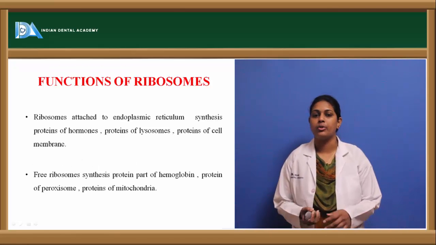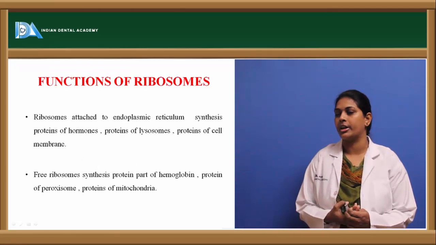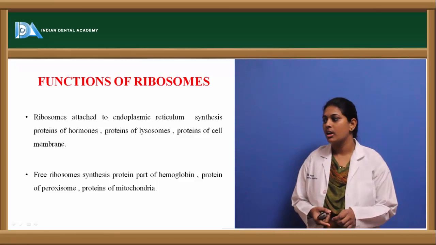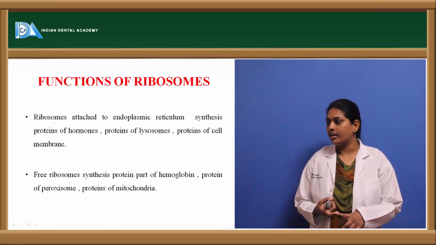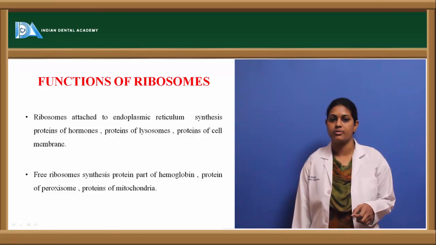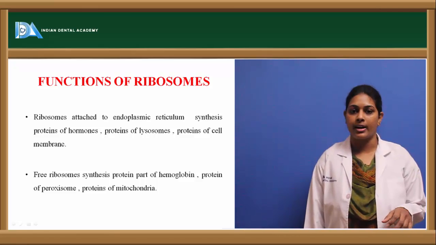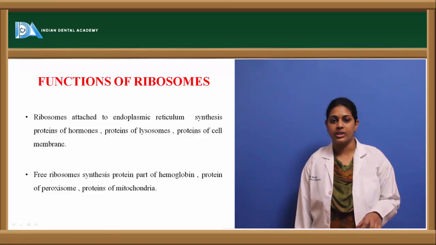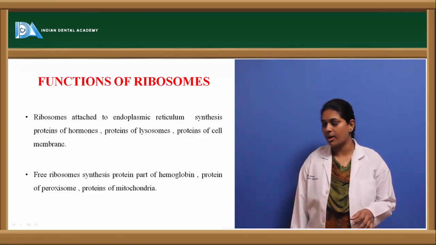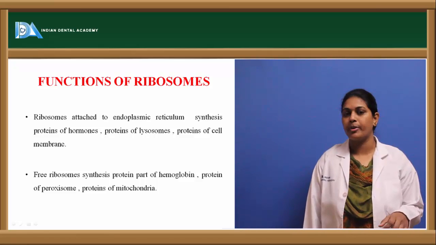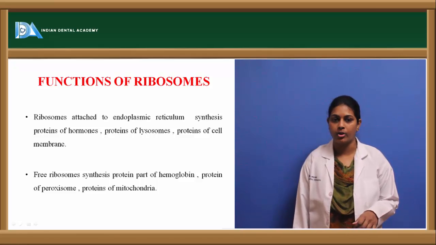Coming to the functions of the ribosomes, those attached to the endoplasmic reticulum are involved in the synthesis of proteins of the hormones as well as proteins of the lysosomes and proteins of the cell membrane. Whereas the free ribosomes, that is the ribosomes which are distributed within the cytoplasm, help in the synthesis of the protein part of hemoglobin, that is the globin part of the heme, and then the protein part of the peroxisome as well as the proteins of the mitochondria.